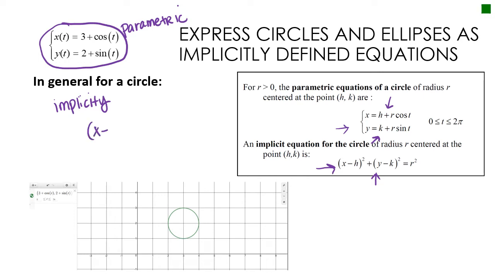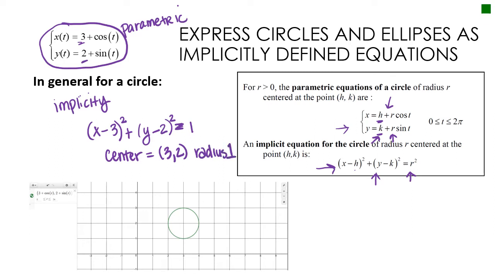So it's x minus h. So the h value is the number, the constant, squared, plus y minus k. So the k value is this one, equals r squared. So that r comes from the constant that's in front of the sine and cosine, which in this case is 1, and 1 squared is just 1. So this is a circle that has a center of 3, 2, with a radius of 1. And let's double check that. Center of this circle is 3, 2. The radius is 1 unit, so that works out.